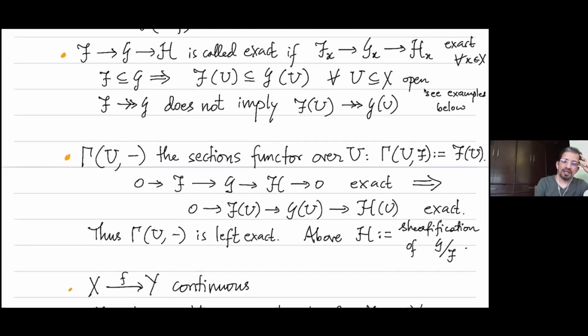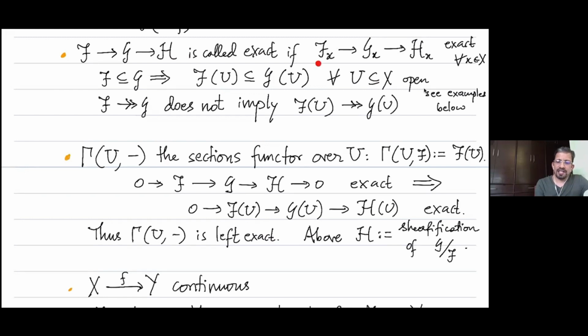A sequence of maps like this between pre-sheaves is called exact if for all points in X, the corresponding map of stalks is exact. If I give you a map F to G, it's easy to see that you get an induced map of stalks, the map F_x to G_x. And if this is exact, then we'll say that this sequence is exact.